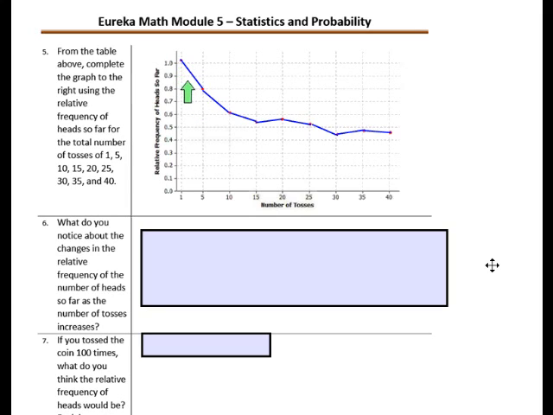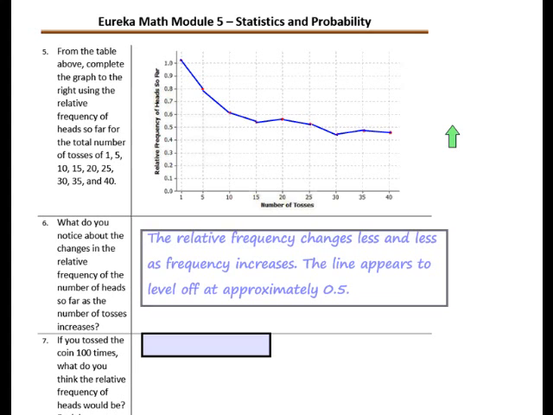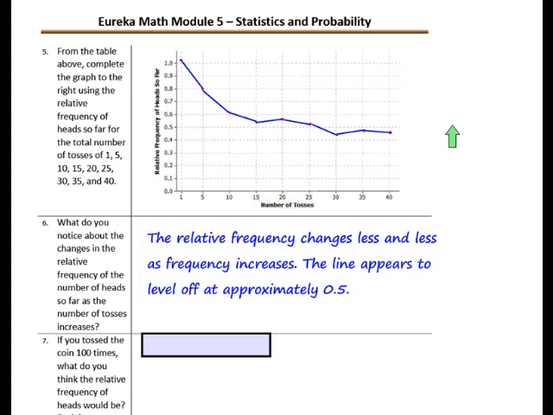So notice what's happening with your data line. It starts up here and then it goes down and it sort of levels off right around the halfway mark. See how that levels off? What do you notice about the changes in relative frequency in the number of heads as the number of tosses increases? The relative frequency changes less and less as the number of tosses increases. The line appears to level off at approximately 0.5.